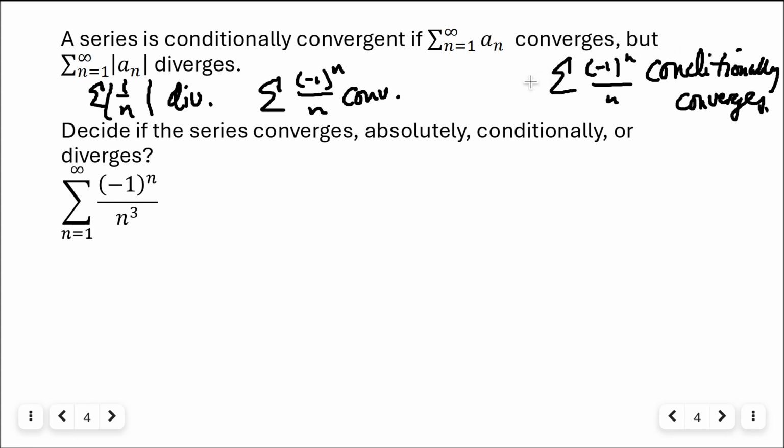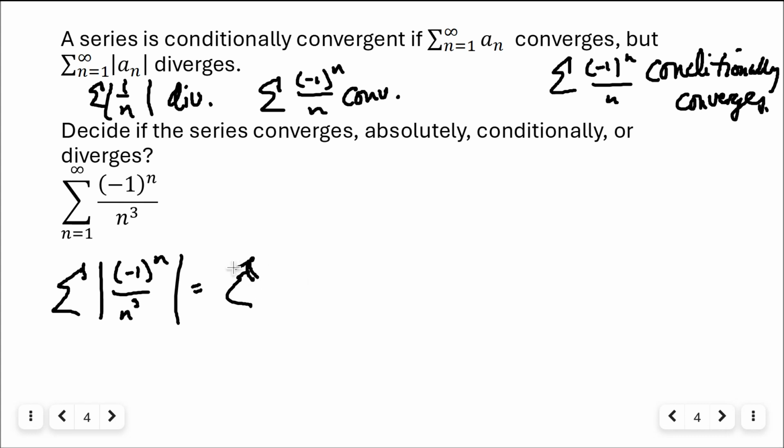All right, so now let's see how we can work these to get our best strategy going for finishing these as quickly as possible. I want to decide if this series converges absolutely, conditionally, or if it diverges. So it's the sum from n equals 1 to infinity, negative 1 to the n over n cubed. The first thing that you should do is take the absolute value of this and see if that converges.